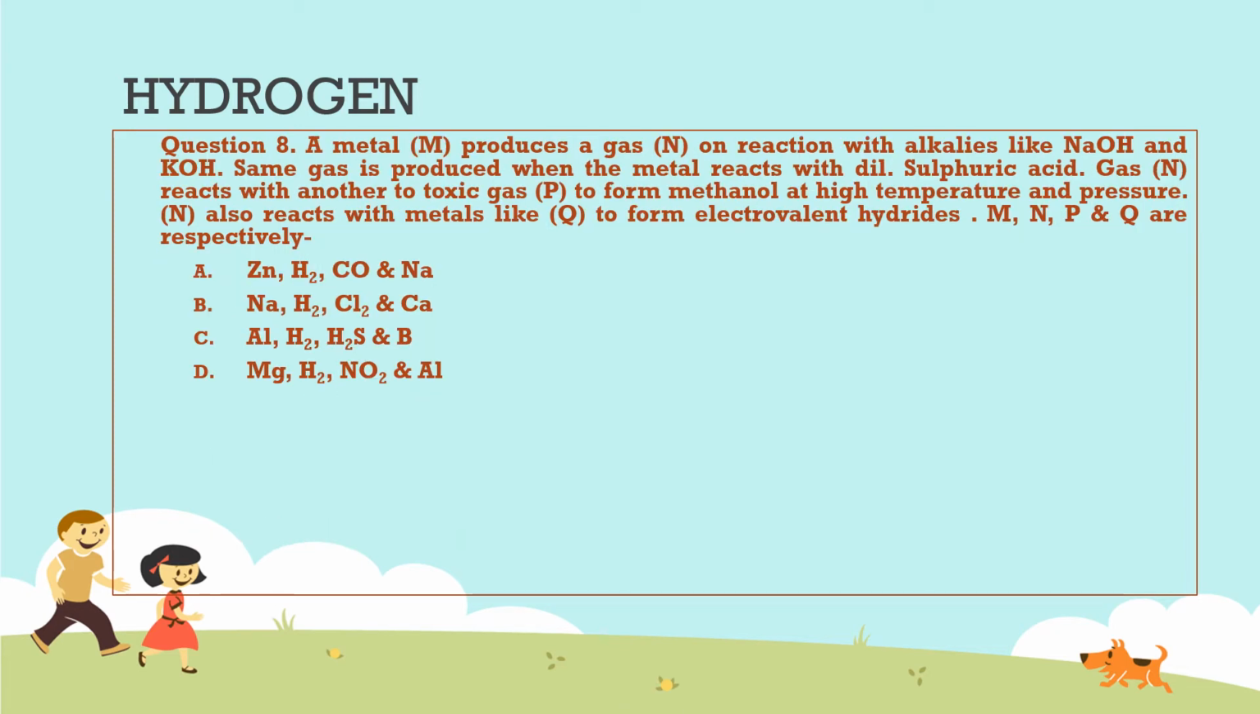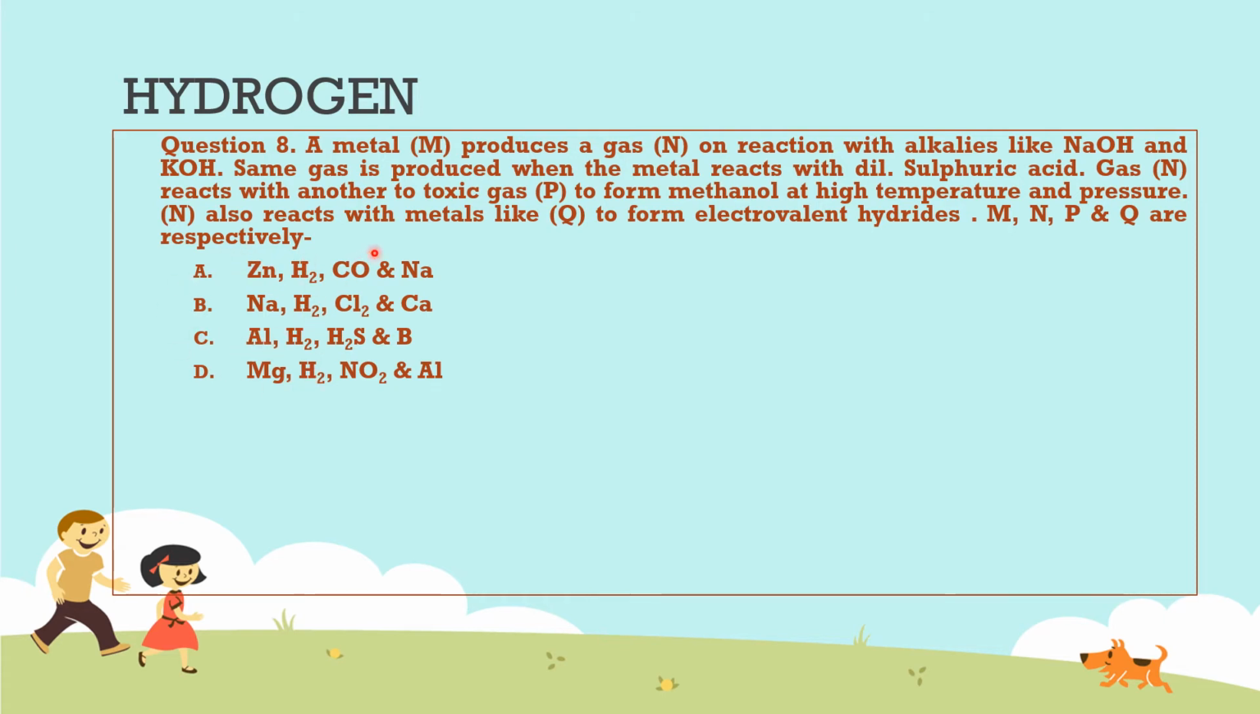So let me tell you how I thought of this question. First of all, we have metal M, which is producing gas N on reaction with alkali as well as with dilute sulfuric acid. And the gas N is going to be hydrogen, because you can see it is the same in all the 4 choices. Okay, so this means that it has to be an amphoteric element, because it has to react both with acid as well as base. So it is either going to be zinc or aluminium.